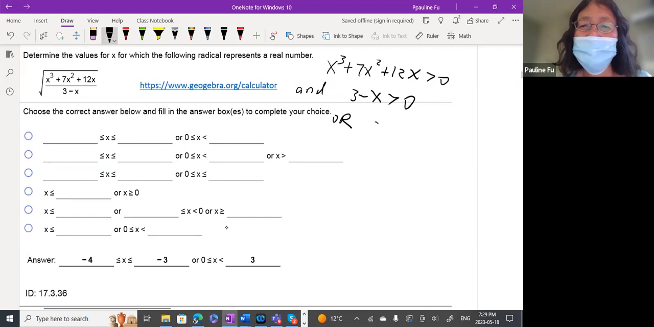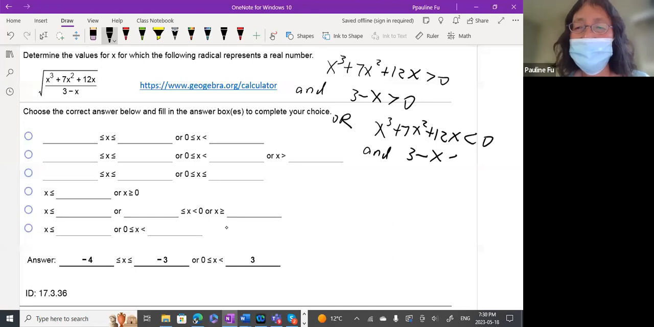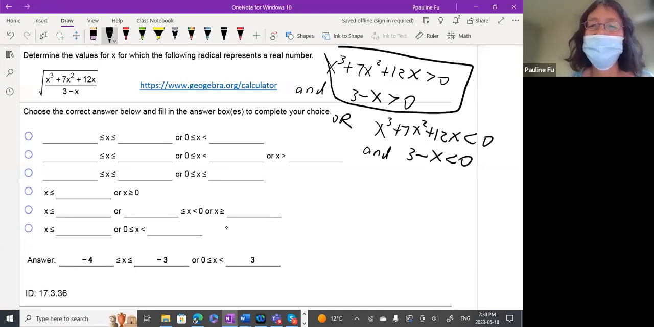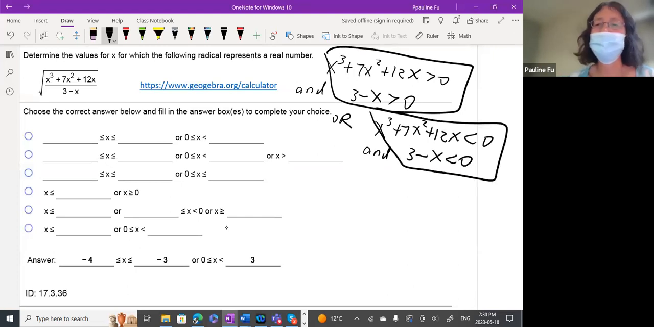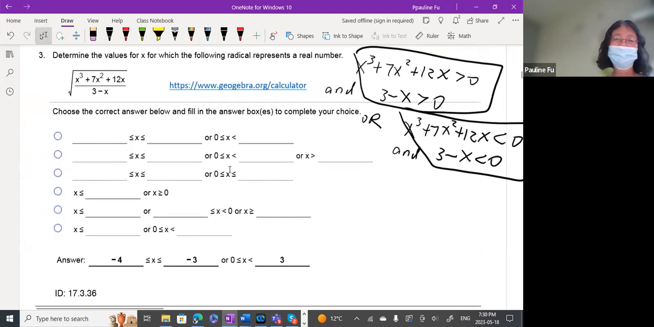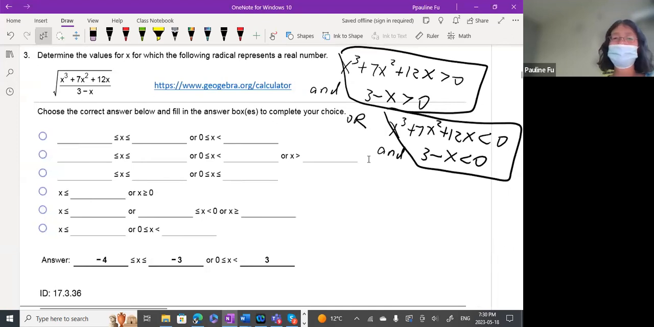Or this smaller than zero and 3 minus x smaller than 0. So if this or this, then it is a real number. Either this or that. Okay, so this question, I give you the hint because it involves solving inequalities. Either this one or this one, you solve for X. Questions?